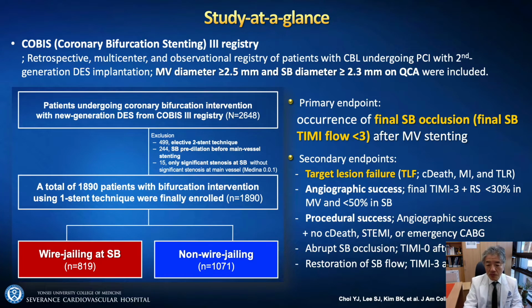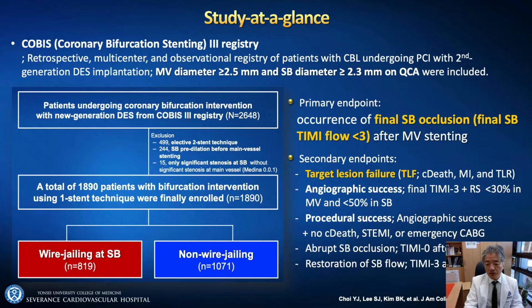Thus, we recently reported the analysis regarding the role of wire jailing at the side branch and the major determining factor for side branch occlusion after stenting, using the data of the COBIS-3 registry. COBIS-3 includes patients with bifurcation undergoing PCI with second-generation DES implantation. From the COBIS-3 registry, a total of 890 patients with bifurcation PCI using the one-stent technique were finally enrolled and classified into 2 groups according to whether they underwent wire jailing at the side branch, the wire jailing group and the non-wire jailing group, to investigate the pure role of side branch wiring in the one-stent strategy.